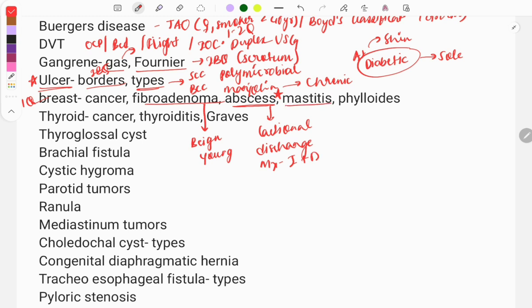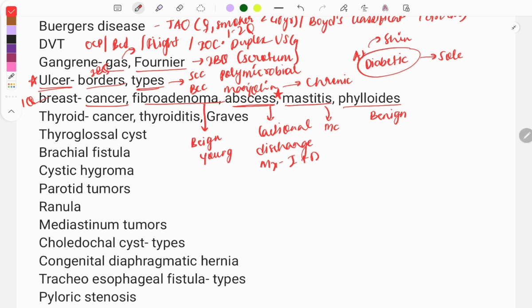Then mastitis, which is also more commonly seen in pregnant females, and phyllodes, which is another benign tumor of the breast, and in this the tumor will look like a leaf, with a ocellated appearance. And for breast cancer, questions are asked on the staging, so you need to look at the TNM staging and management of each stage.